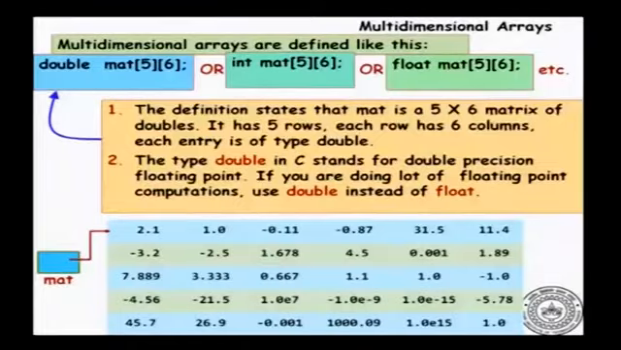So, the 2D array might look like this. This looks like a mathematical matrix of size 5 by 6. So, it has 5 rows, row 0 through row 4, and each row has 6 columns, column 0 through column 5.